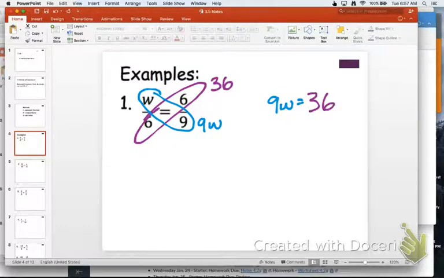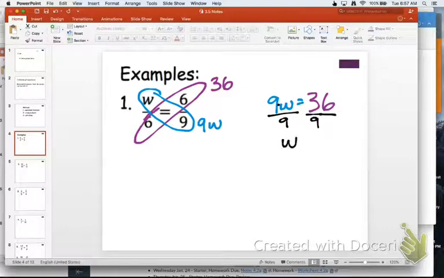Now I think to myself, what is happening to my variable or letter? And if I can't answer that question, I think through backwards PEMDAS. So do I have any parentheses? No. Do I have any subtraction? No. Do I have any addition? No. Do I have any division? No. Do I have any multiplication? Yes, I do. I have multiplication between the 9 and the W. So I think to myself, what's the opposite of multiplication? That's division. So I'm going to divide both sides by 9.